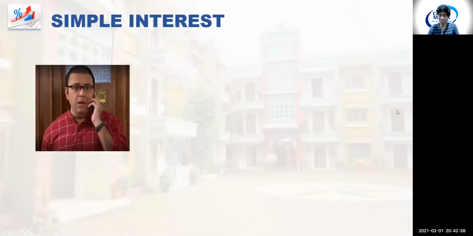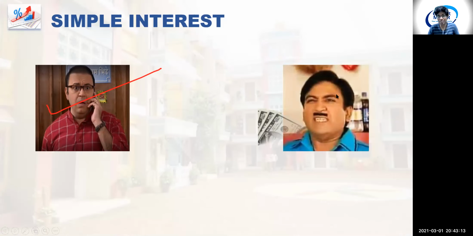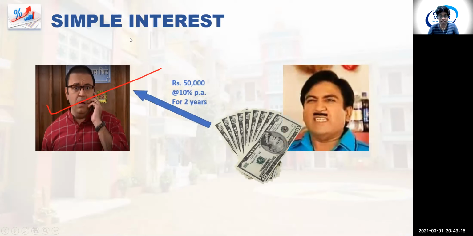Again, our story always starts here in this society. This guy is in trouble now and he requires some money. He's facing some economic crisis, let's say. Now his dear friend always has a good amount of money and decides to lend him 50,000 rupees at a rate of 10% per annum for 2 years.